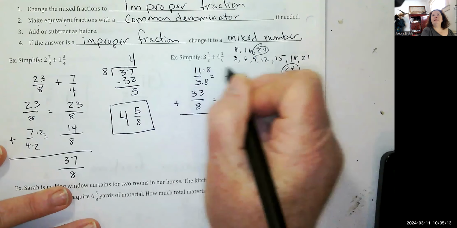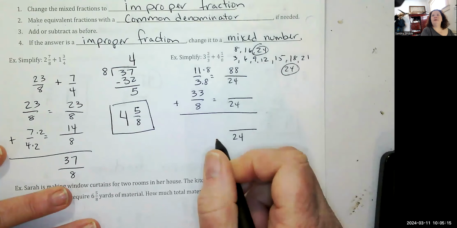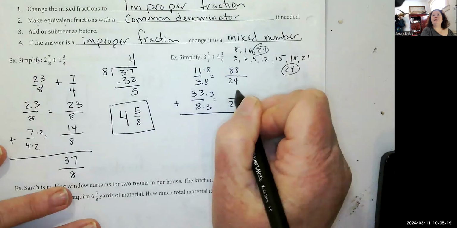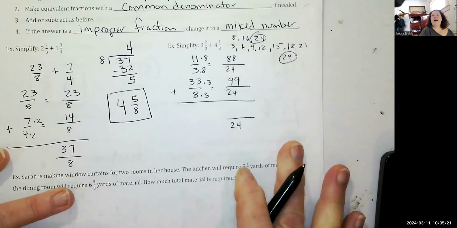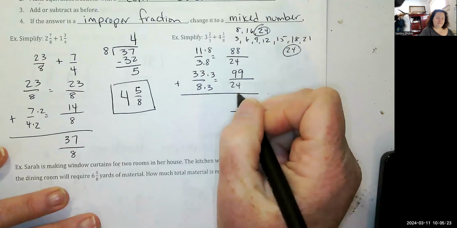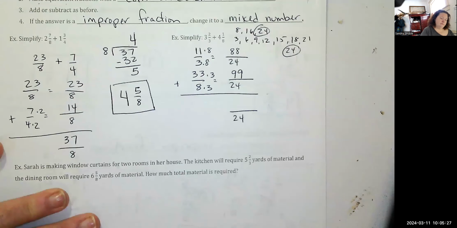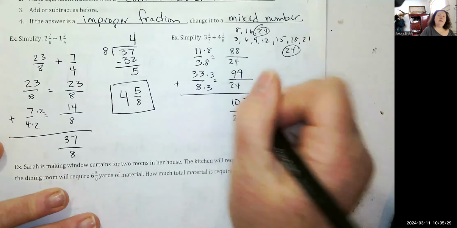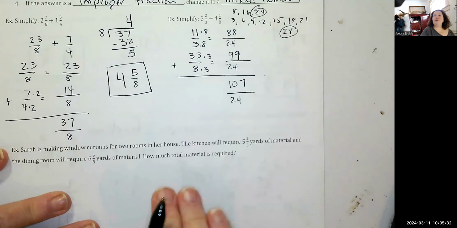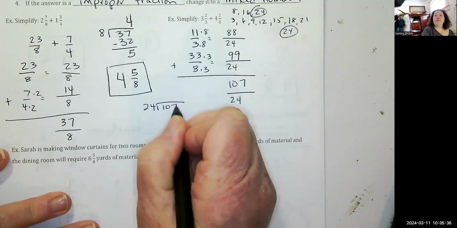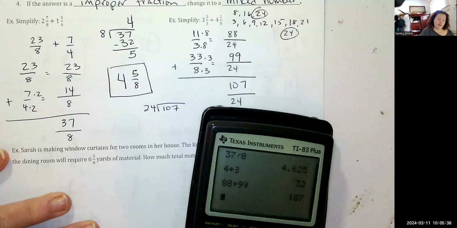So 11 times 8 is 88. 8 times 3 is 24, and 33 times 3 is 99. Adding 88 and 99. I got 107. Now, it is an improper fraction, I need to divide. 24 into 107. I think this is the biggest one we've done. Don't freak out. 107 divided by 24.